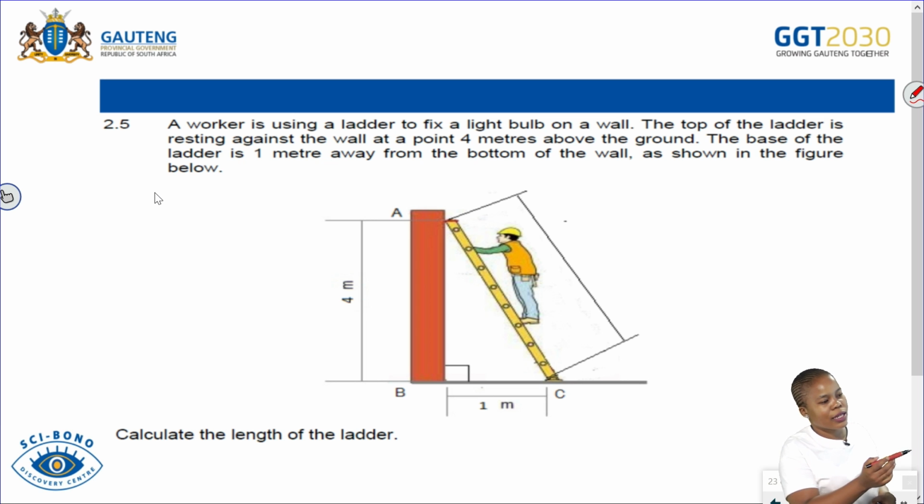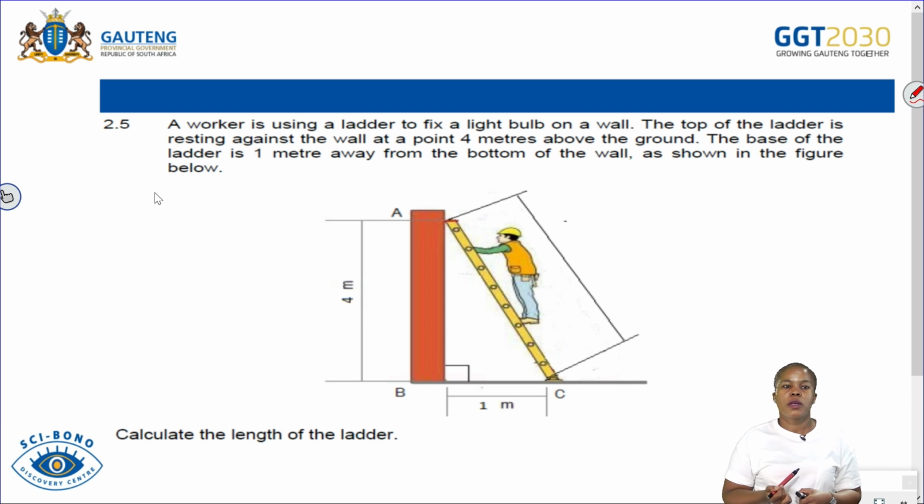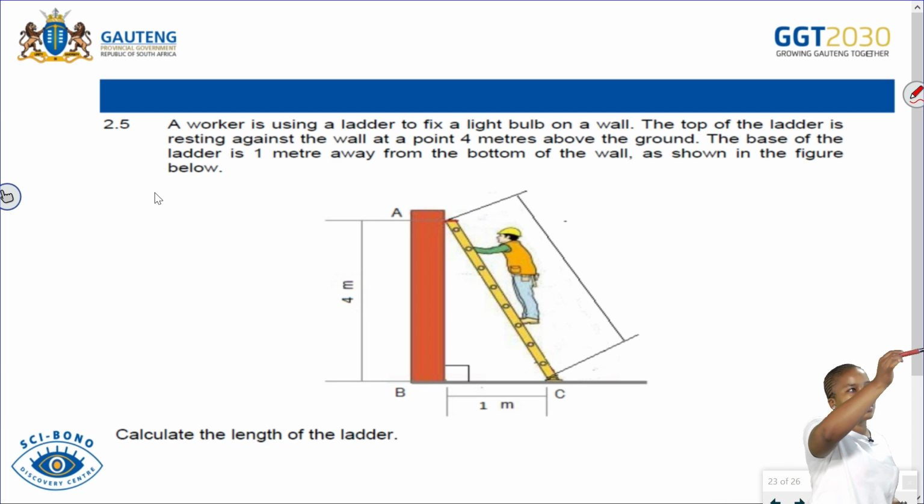Okay, they've indicated nicely for you on the horizontal that is where the ladder is, that is where the wall is. Okay, so it is placed at a certain angle over there. And then the base of the ladder is 1 meter away from the bottom of the wall as shown in the figure below. Then our question goes to say, calculate the length of the ladder. Okay, how long is the ladder? Okay, remember this is the ladder that we're talking about that the man is stepping on.